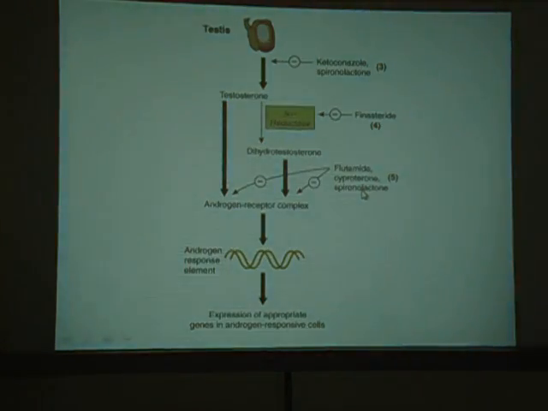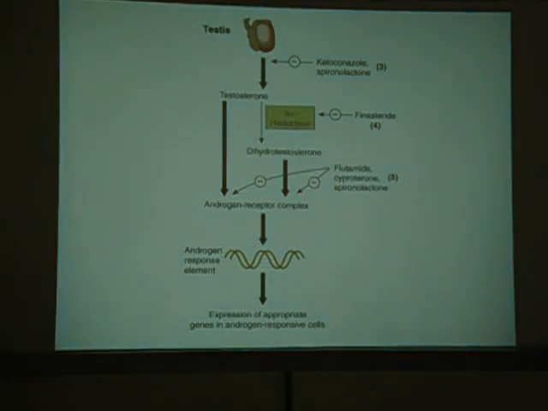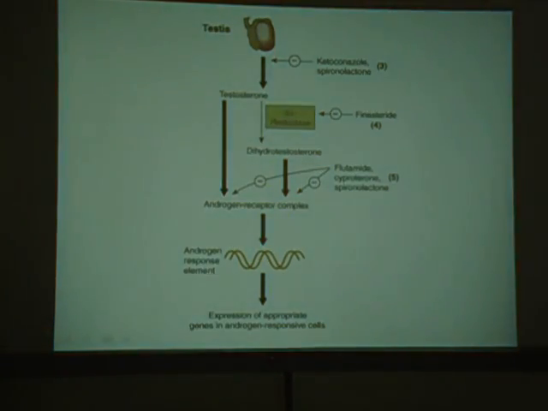Spironolactone, where it is used? Potassium sparing diuretic, but which group does it belong to? Potassium sparing diuretics are aldosterone antagonists. Okay, and here this further downstream procedures will be blocked.